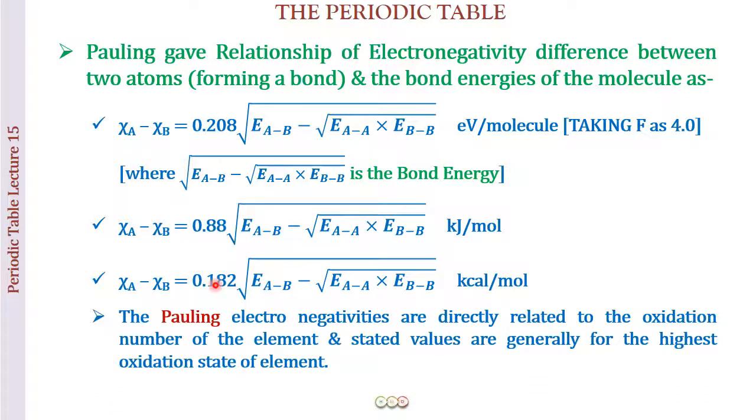Now, the important point over here is that Pauling's electronegativities are directly related to the oxidation number of the element. Whatever values he took for the electronegativities of the various elements, these stated values are generally for the highest oxidation state of the element. So whenever an element has more than one oxidation state, the highest oxidation state is the one corresponding to the values which Pauling gave.